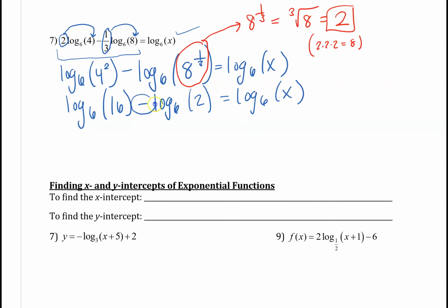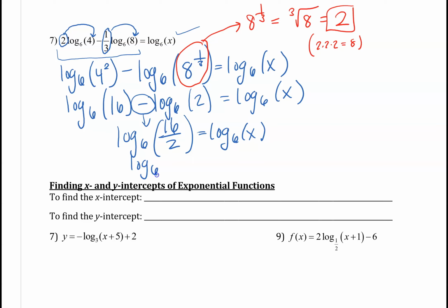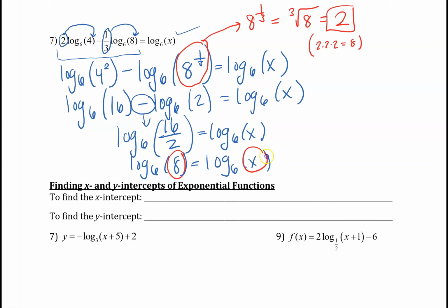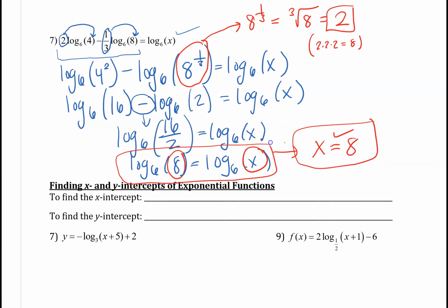Again, I have a subtraction of logs, so I use the quotient property to divide the contents of the log. 16 divided by 2 gives me 8. So then I have log base 6 of 8 is equal to log base 6 of x. The only way that makes any sense at all is if x equals 8. If x equals 8, then of course these expressions would be the same.